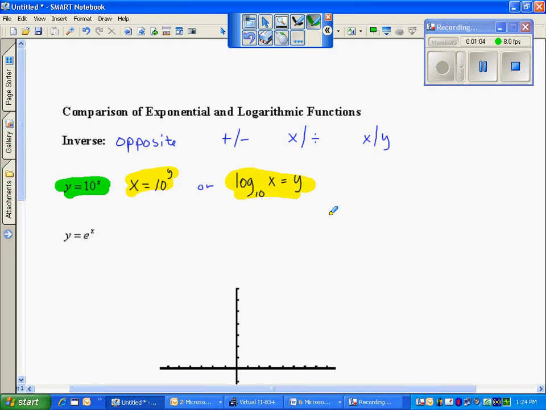Doing the same for y equals e to the x. The inverse would be x equals e to the y. We don't like to have y in that position. We like to have y solved for. So I'm going to convert this into a form known as the log base e. And the log base e is now known as the natural log. And what we're saying here is that the exponent is equal to y. And so these are inverses.